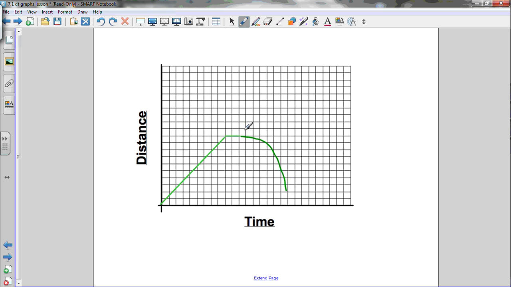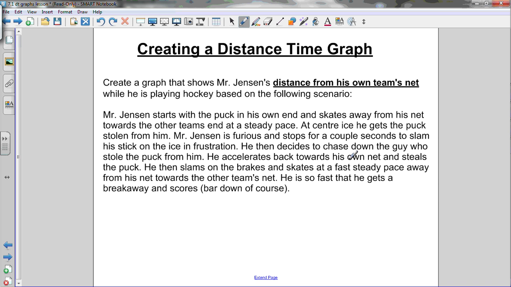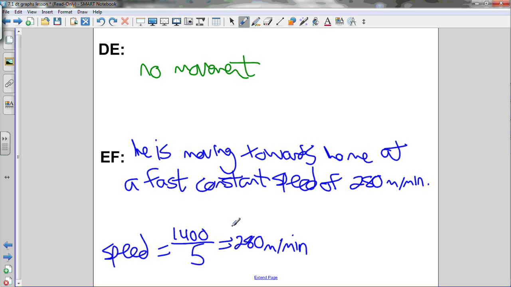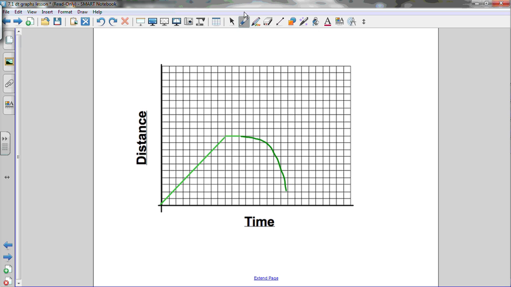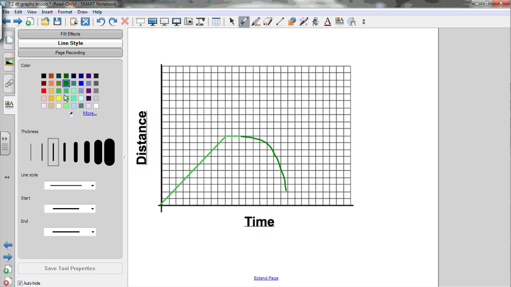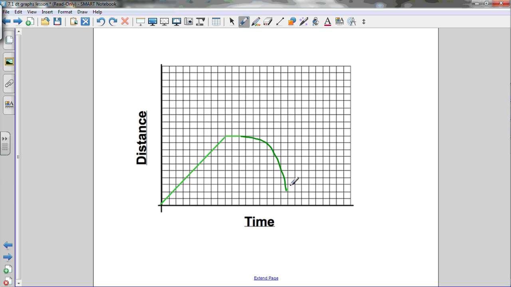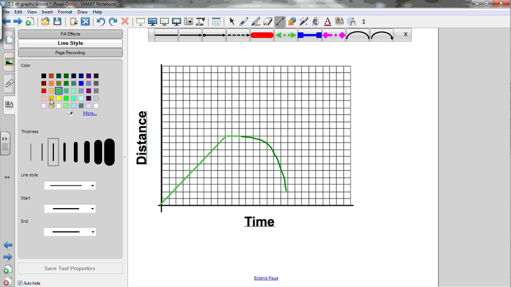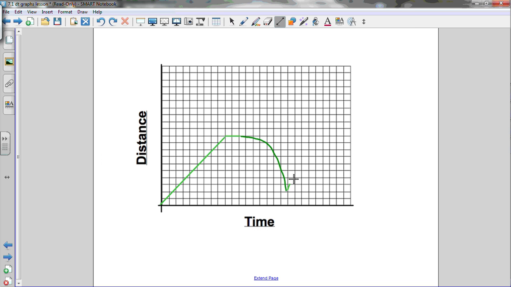So I accelerated back towards my own net to steal the puck back. And I stole the puck back. Then I slam on the brakes and skate at a fast, steady pace away from my own net towards the other team's net. It says I'm so fast that I get a breakaway and score. So let's draw that. So after I've stolen the puck back, I slam on the brakes and go at a fast, steady pace back towards the other team's net. I'll use a straight line to show it's a steady pace. And it says I'm going fast, so it has to be pretty steep. And I'm going to go all the way down and score. So that would be that graph there.